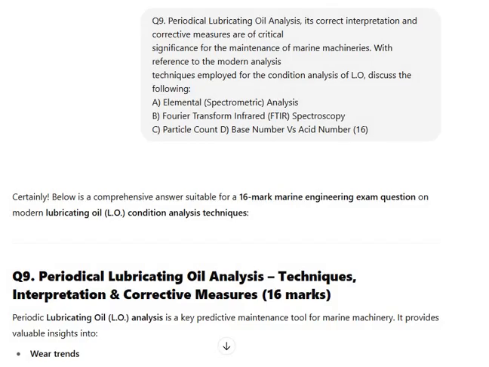A: Spectroscopic analysis, also known as the elemental analysis. B: The FTIR or the Fourier transform infrared spectroscopy. C: Is the particle count. D: Is the comparison between the base number and the acid number.